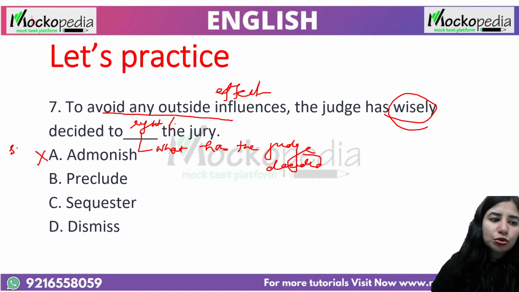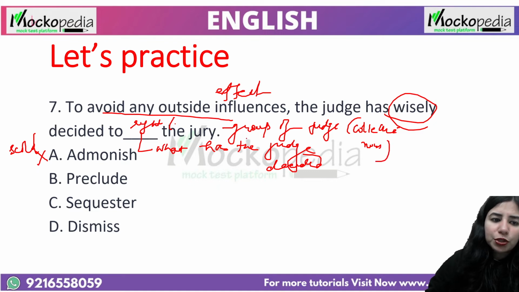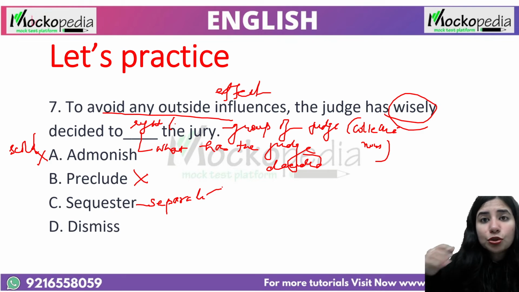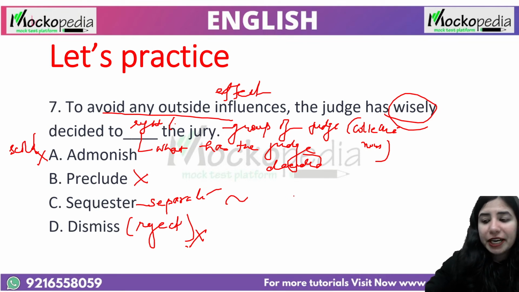So admonish is to scold. So why would the judge scold the jury, right? Jury is a group of judges. A collective noun, right? So admonish, why would the author admonish it? So preclude also gets very easily eliminated. Sequester is separate, yes. So if you're separated from outside influences, you would not be getting impacted, right? So we can definitely give this. Dismiss is reject. So even this choice is an easy elimination. So sequester is separate. So sequestration, separation, right?